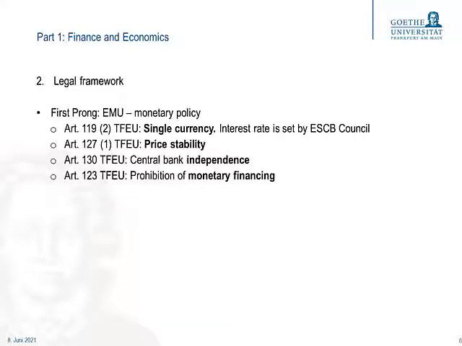Now that brings me to the legal framework. The legal framework consists in two prongs. The first prong is on money. Monetary policy consists, according to Article 119, of a single currency. As I said, there's only one currency and therefore also only one interest rate set by the ESCB Council. The ESCB is the European System of Central Banks. That is the entity comprising the European Central Bank as a separate legal entity and all the national central banks. And it's all of them together at member state level and at union level who are setting the interest rate to ensure that it somehow fits all of them.